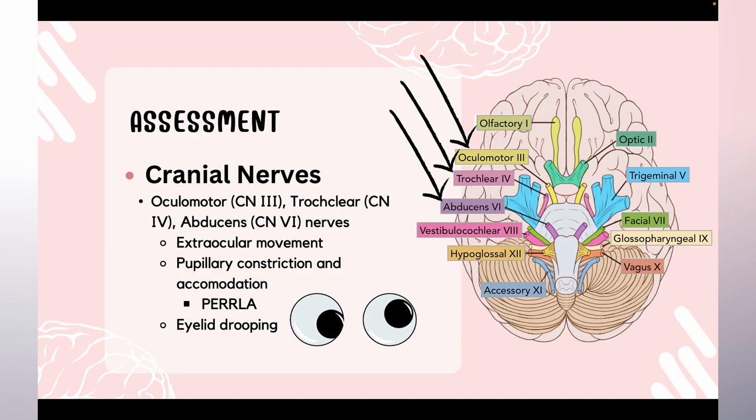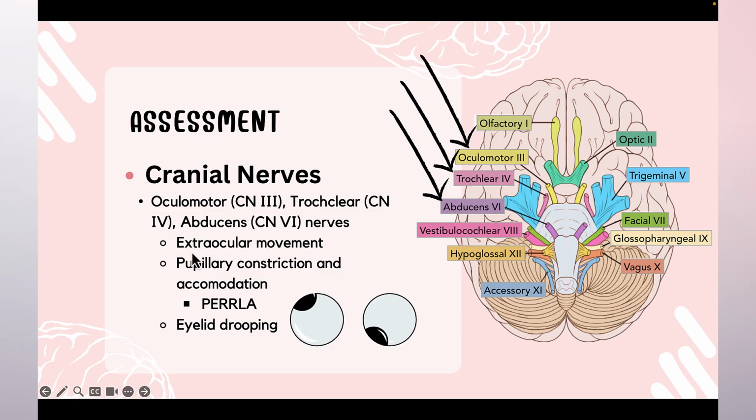The next nerves are cranial nerves 3, 4, and 6. So that's oculomotor, trochlear, and abducens nerves. These are all tested together, and that is because they all control the same thing. They all help control the movement of the eye. So when I think of these nerves, I think of the actual movement of the eyeball or the structures of the eyes.